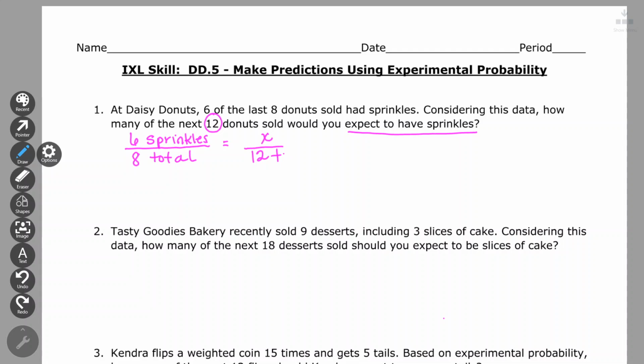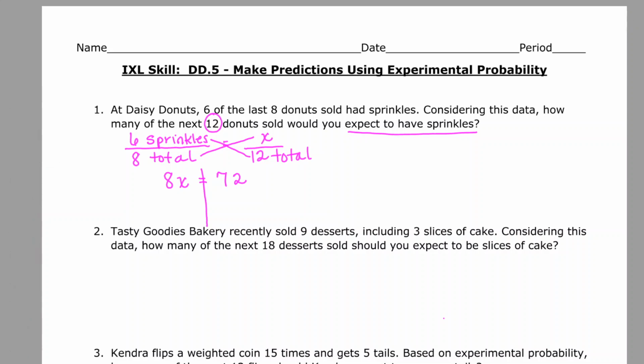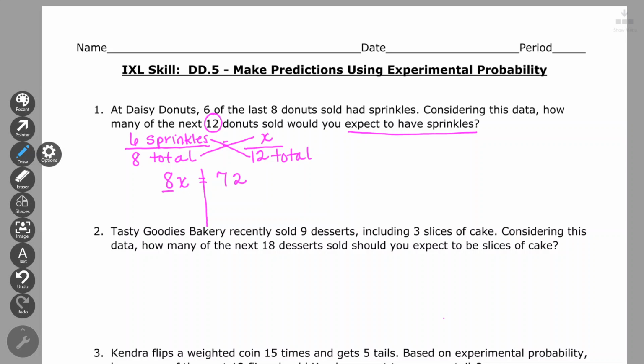So now we've got to cross multiply in order to solve this proportion. So we're going to say 8 times x is 8x, and 6 times 12 is 72. So now we have a one-step equation that we've got to solve. Now, what do we do in order to solve this equation? Well, we have 8 times x. Remember, when a letter and a number are squished together side by side, that means multiply. What is the inverse operation of multiplying by 8? It would be dividing by 8.